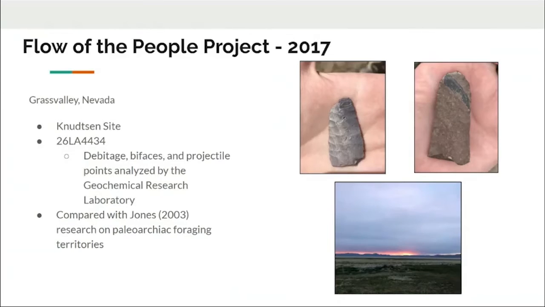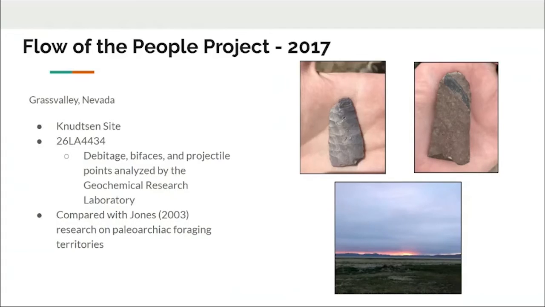The two sites that were looked at for this project are the Knutson site and 26 LA 4434, which is a Nevada site number, and they're both located in Grass Valley, which is in central Nevada. The picture here on the bottom is an overview of Grass Valley, which is a valley that used to have a pluvial lake in it.